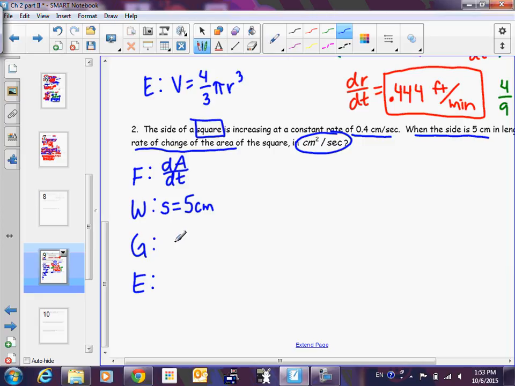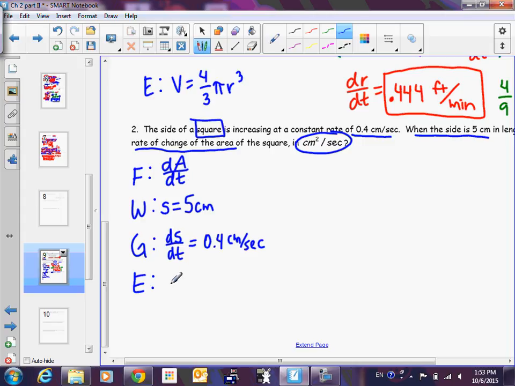Okay, what else was given? What's that 0.4 representing? It's a rate, so it's definitely a d over dt. A rate of what? The side. So ds over dt, right? It says the side of a square is increasing, so that's a positive 0.4. And then go ahead and put your units here. What that does is it helps us make sure that the units line up, and then later on when we get to our answer, it helps us figure out our units.